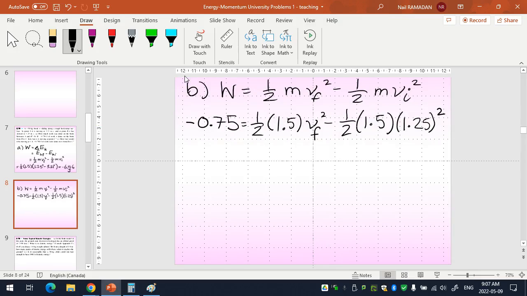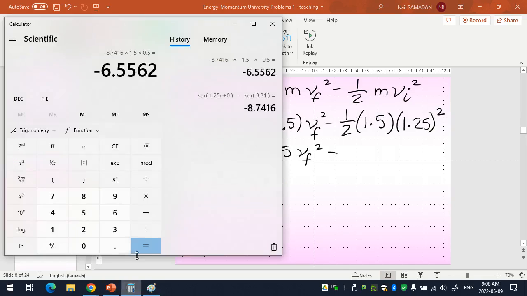Okay. Let's clean up. So 0.75 equals what's 1/2 of 1.5? 0.75. Minus, I need to clean this up. Well, straightforward here. Let's do the exponent first. 1.25 squared times 1.5 times 0.5. There you go. Since we have 3 sig figs, let's keep 4. So I'm going to go with 1.172.